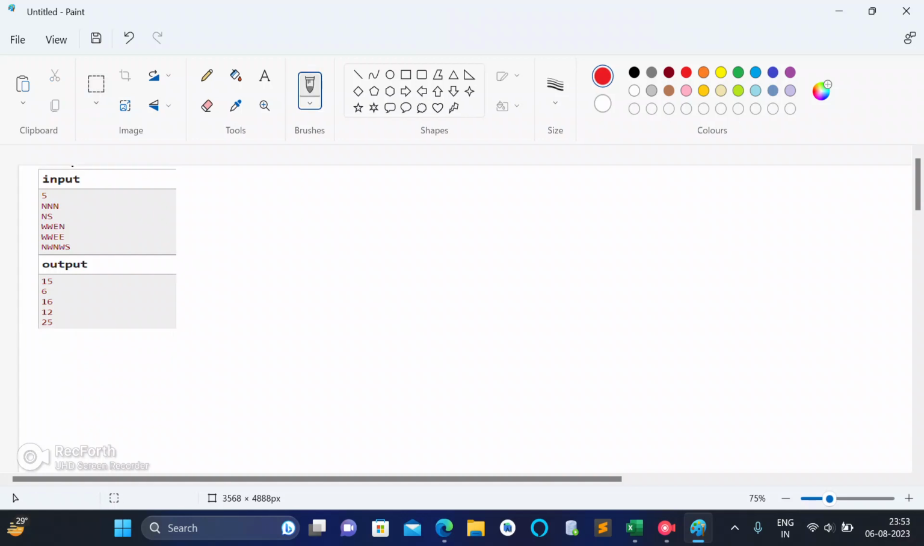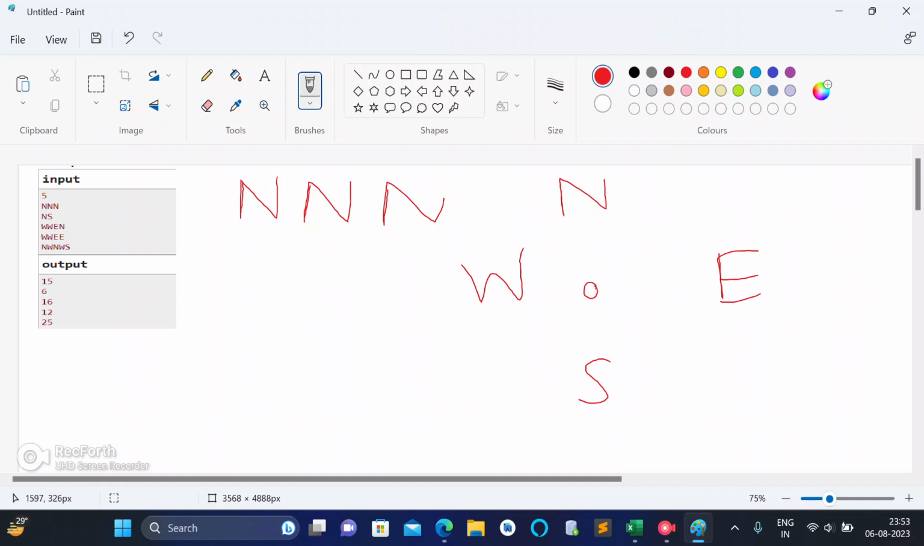Let's take the examples which are present in the question only. Let's choose the first example. We are given N. It means let's say this is my north direction, this is my south direction, this is my east direction, this is my west direction, and I am here. The first example is north. So I decided to move north, then north, then north.